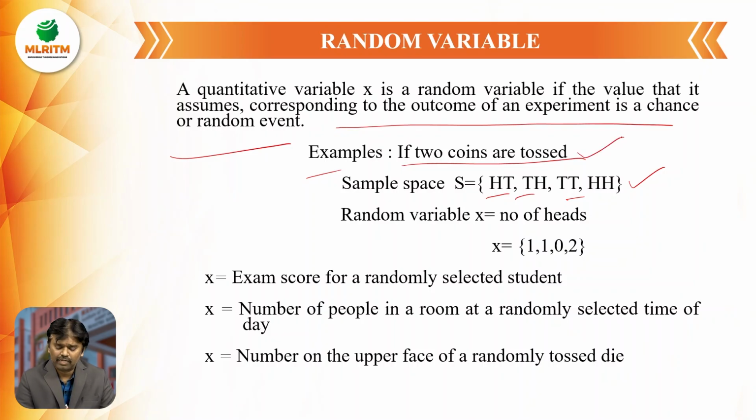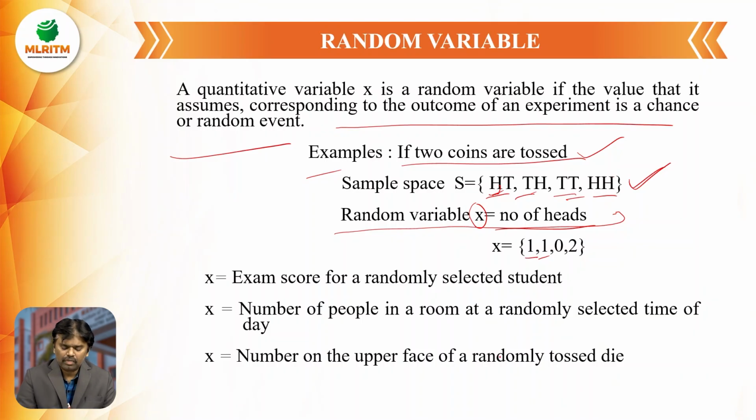These are the 4 sample points of this experiment. Now I am defining one random variable X that is equal to the number of heads. In the first sample point I have one head, that is 1. Next sample point, 1 head. Third sample point, I don't have any heads, that is 0. And the fourth sample point has 2 heads. So the random variable X values for this experiment are 1, 1, 0, 2. I am defining the random variable as the number of heads.